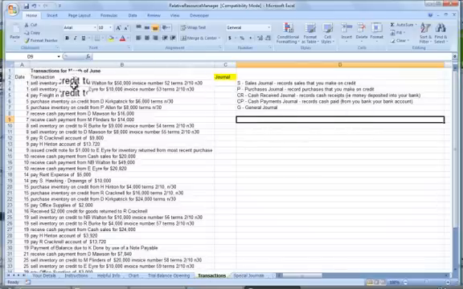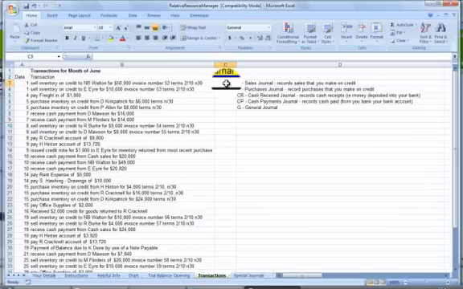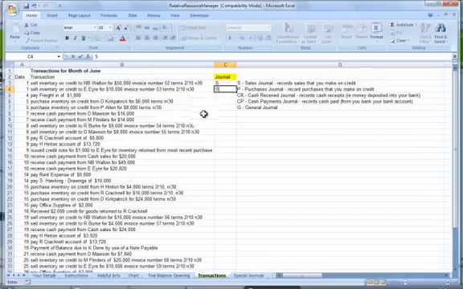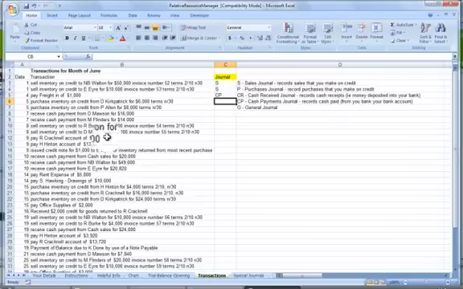You sell inventory on credit. Right? That is a sale. You've made a credit sale. Again, you sell inventory on credit. A sale. You pay freight of $1,000. So that is a cash payment. You purchase inventory on credit. That is a purchase on credit. A credit purchase is P. You purchase inventory on credit.